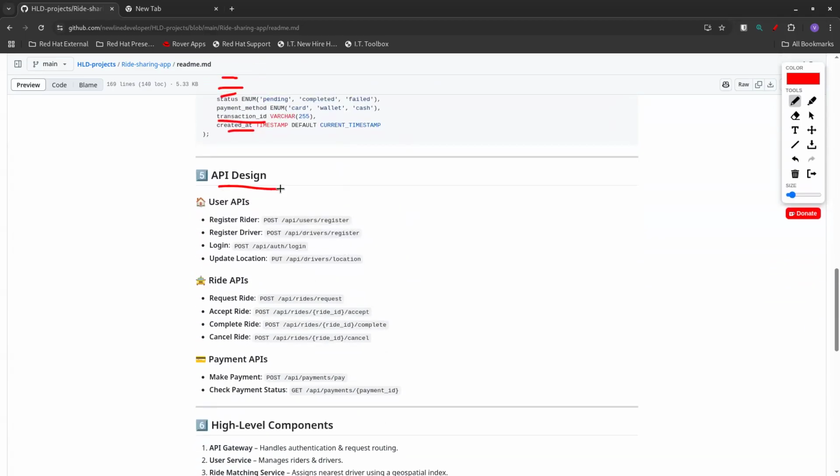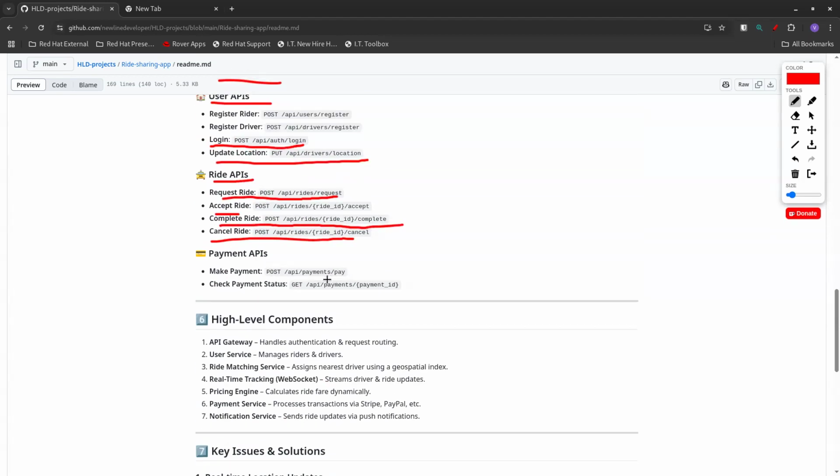Okay, so what are the APIs we need? API-wise, we can categorize them into three groups. First, the user-related APIs, like register rider and register driver. Then we need a login API and an update location API. Then the ride APIs: request a ride, so a rider can request a ride and a driver can accept it. When it's completed, we have a complete API, and a cancel API. And then payment: a make payment API and a check status API. These APIs are all we need to build the MVP of the application.